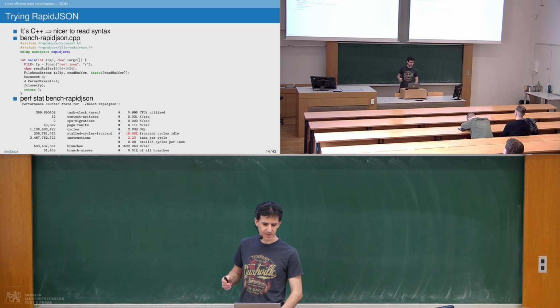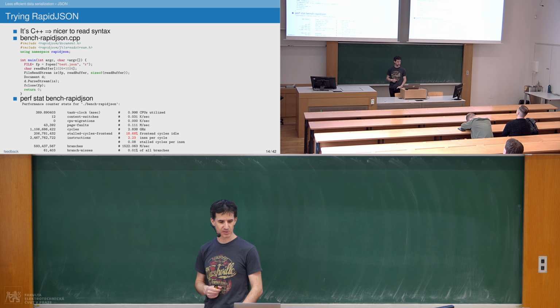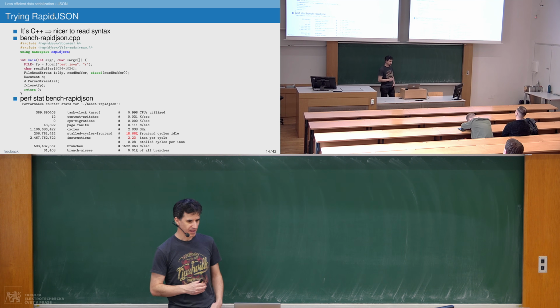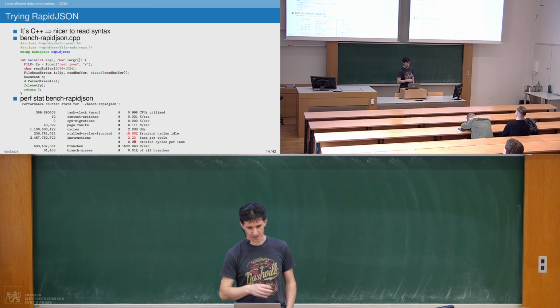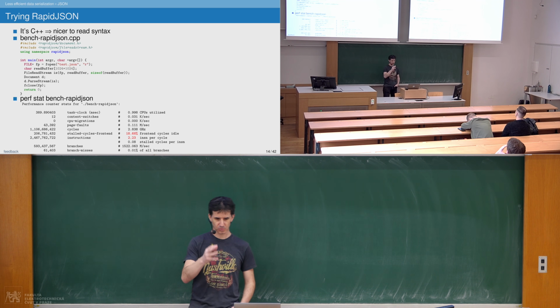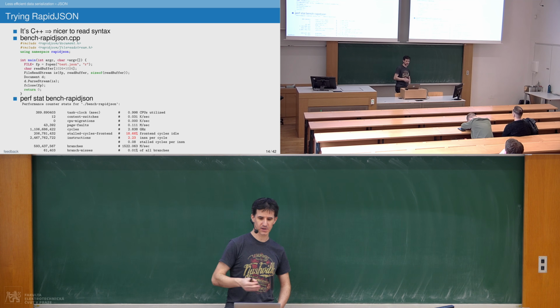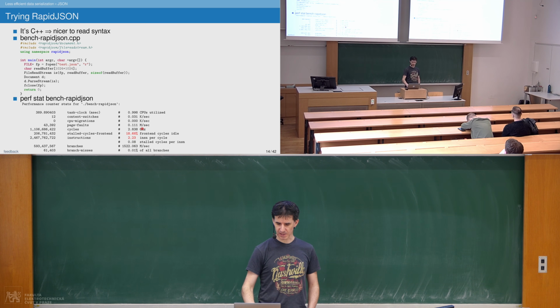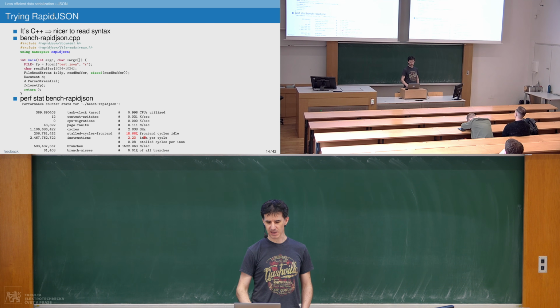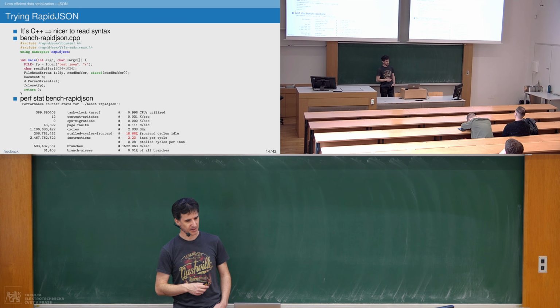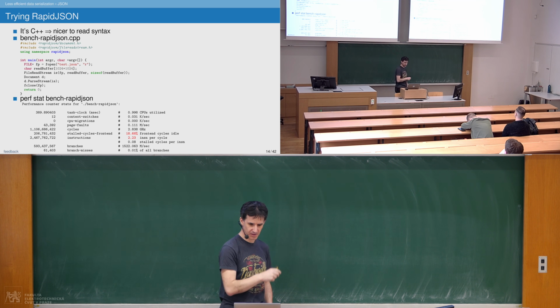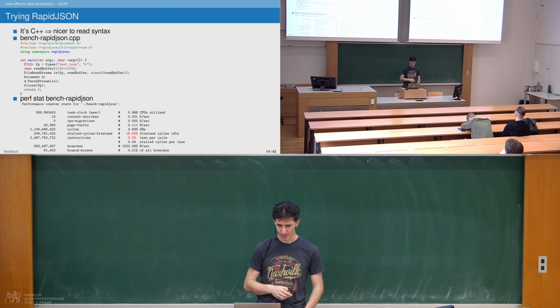So now let's look at the numbers. Let's start with perf stat, and what we can see here. Instructions per cycle is 2.23, which is better, almost 1.5 times more than before. Front-end cycles idle, just 18% instead of 30-something. Definitely better than before.